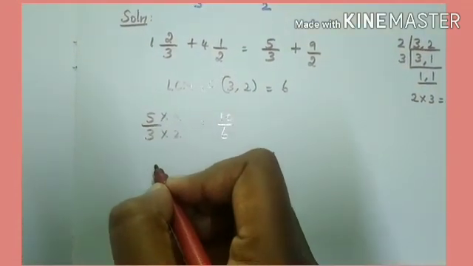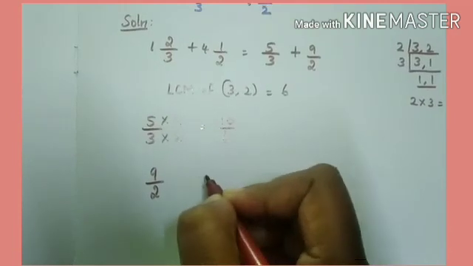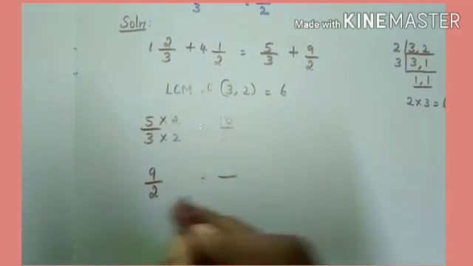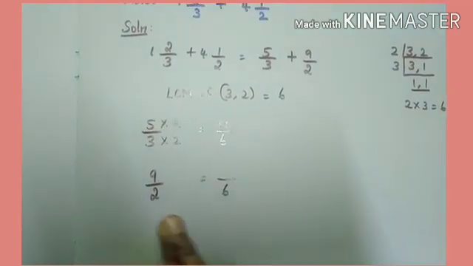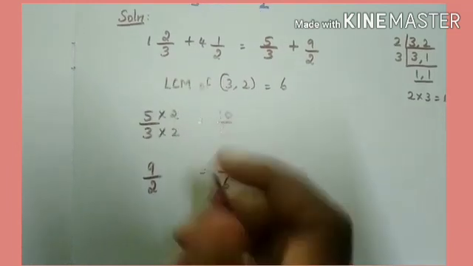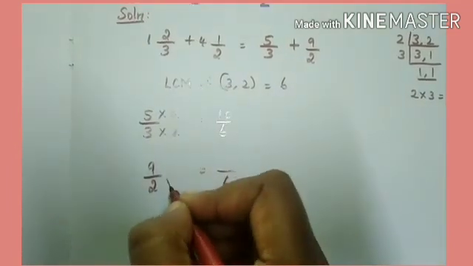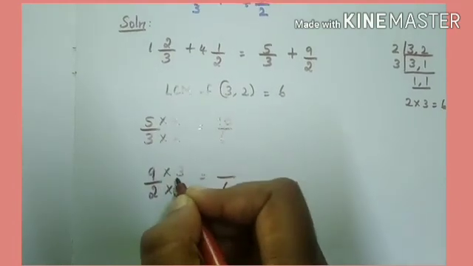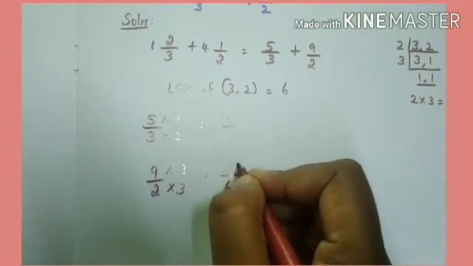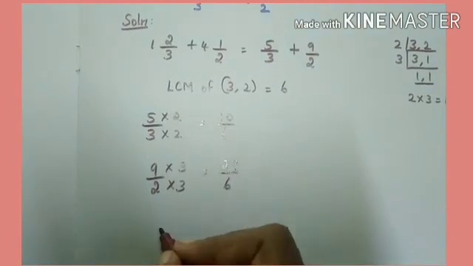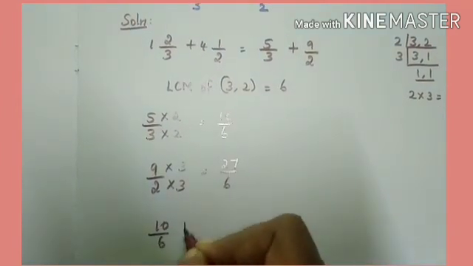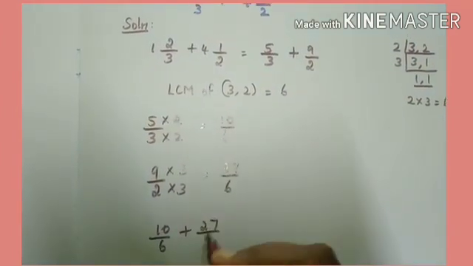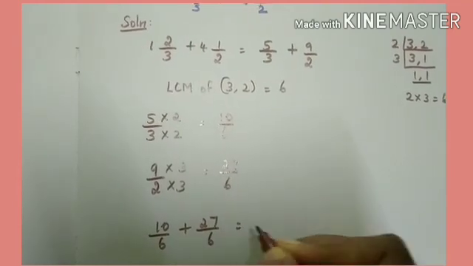Let's convert 9 by 2. What number should be multiplied by 2 to get 6? That is 2 3s are 6. Multiply both numerator and denominator by 3. 9 3s are 27. 2 3s are 6. Now we get the fractions 10 by 6 plus 27 by 6.